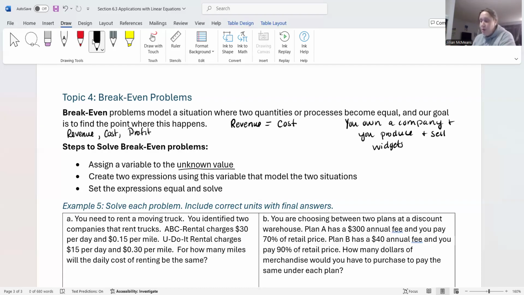And then you want to create two expressions using this variable to model the two situations. So again, in just a bit, we're going to look at moving trucks. One expression for the first moving truck, another expression for the second moving truck. And then you set those two expressions equal and you solve. And that's exactly what would happen in a revenue and cost situation. You would find an expression that represents your revenue, another expression that represents your cost, and then you'd set them equal. So even though a lot of these problems revolve around revenue and cost, not always. They can have other situations going on too. So let's look at our examples here.